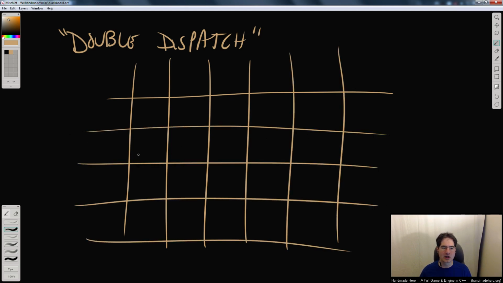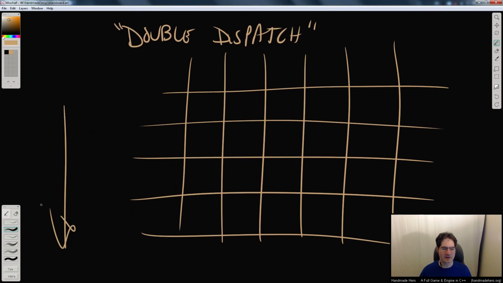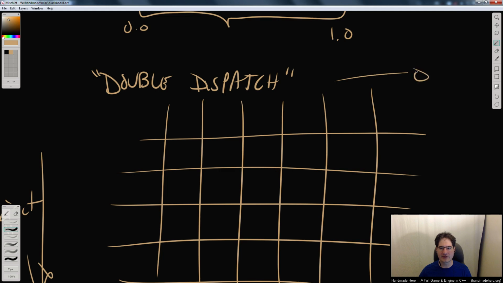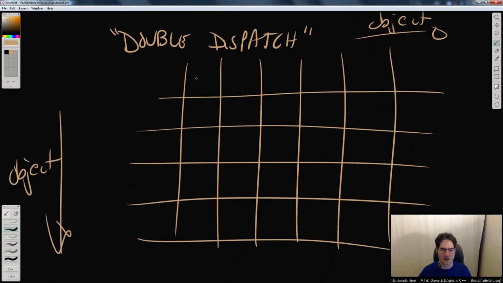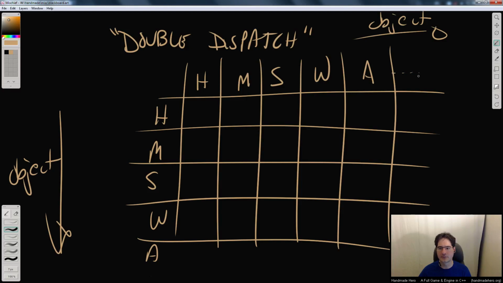a spreadsheet, right? Where you have every type of object coming down this way, and you also have every type of object going this way, right? So I don't know what they are. They're like hero, monster, sword, wall, almond milk, right? Hero, monster, sword, wall, almond milk, blah, blah, blah, right?